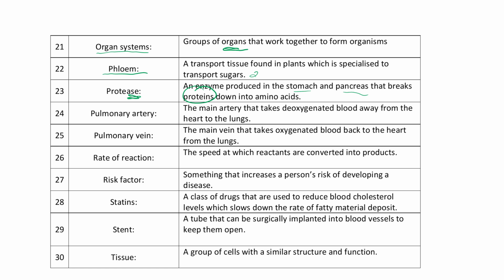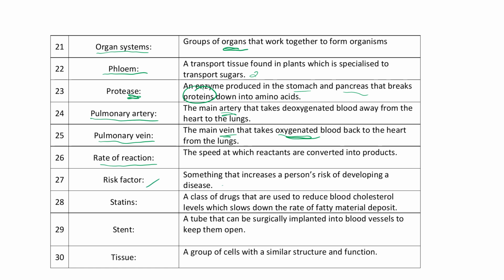The main artery that takes deoxygenated blood away from the heart to the lungs, pulmonary artery. The main vein that takes oxygenated blood back to the heart from the lungs, pulmonary vein. So the pulmonary vein is the only oxygenated vein. The speed at which reactants are converted into products, the rate of reaction. Something that increases a person's risk of developing a disease is a risk factor.